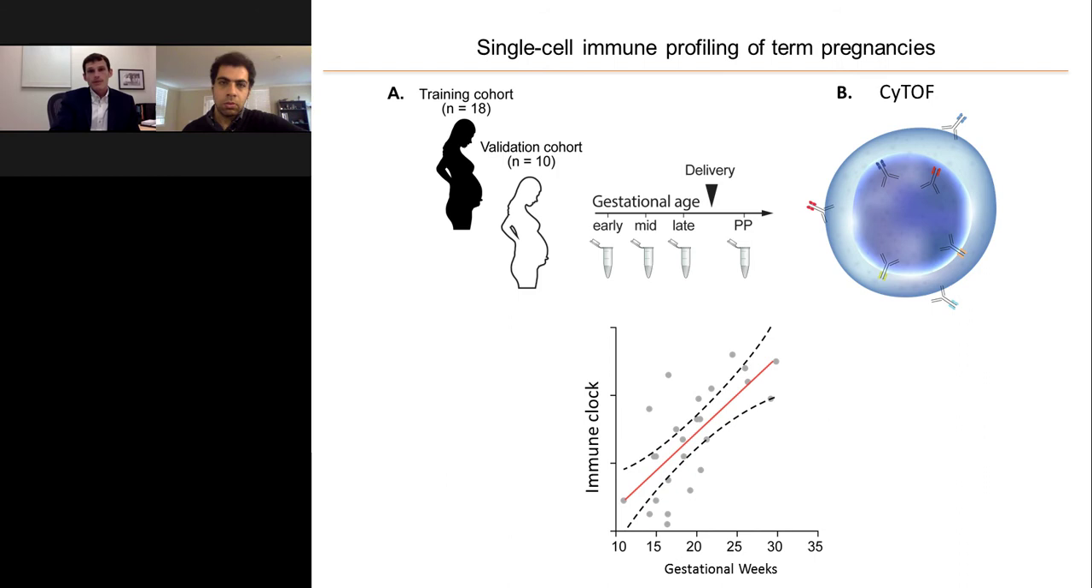Importantly, there is a certain variability associated with the time of sampling for each one of these samples. And we use this variability to build a continuous variable onto which we can build a multivariate model that will predict the timing of sampling, or the gestational age at the time of sampling. And this is what we call the immune clock model.